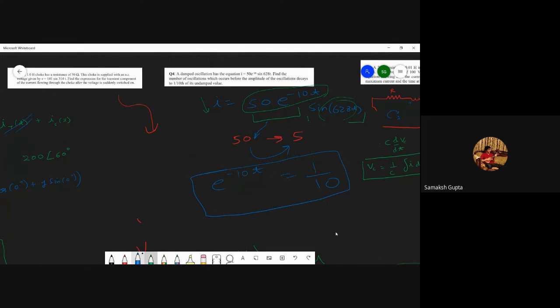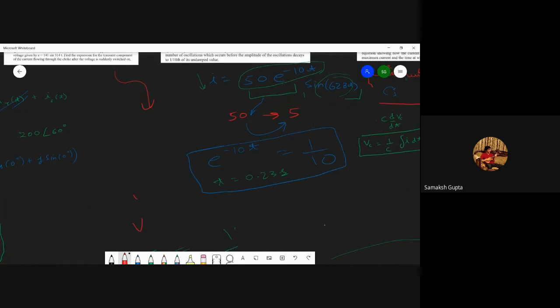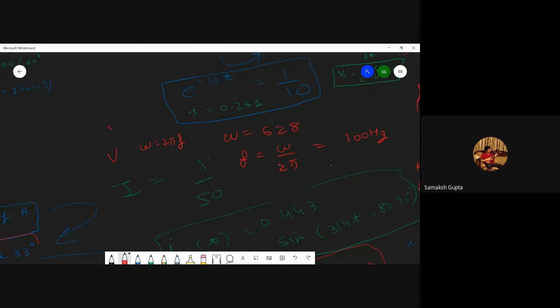So from here you can solve for t. You will get t as 0.23 seconds. And now to find the number of oscillations, what you are given right now is this omega, 628. So this means that your frequency is omega upon 2 pi, because omega equals 2 pi f. If you do this, you will get 100 hertz. So this will be your frequency, and number of oscillations is nothing but frequency into the time. So you will have 0.23 into 100. So 23 oscillations will be your answer.